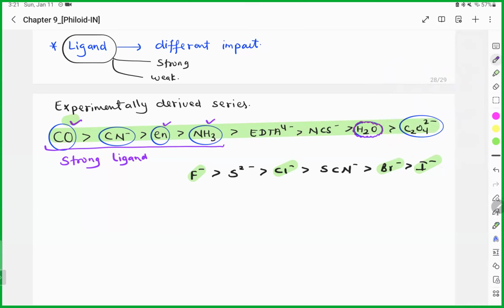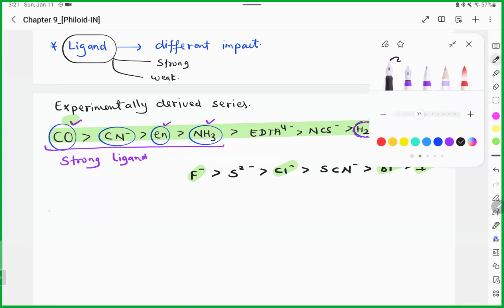And this is actually a limitation of crystal field theory. According to this, any negative ligand, because electrons repel each other, should have more energy and be a strong ligand, but actually here neutral molecules are strong ligands. Understood?